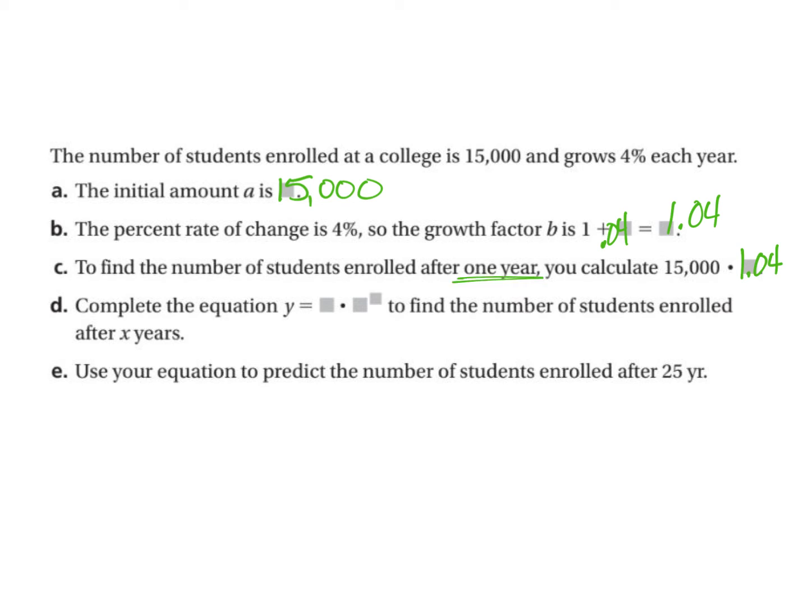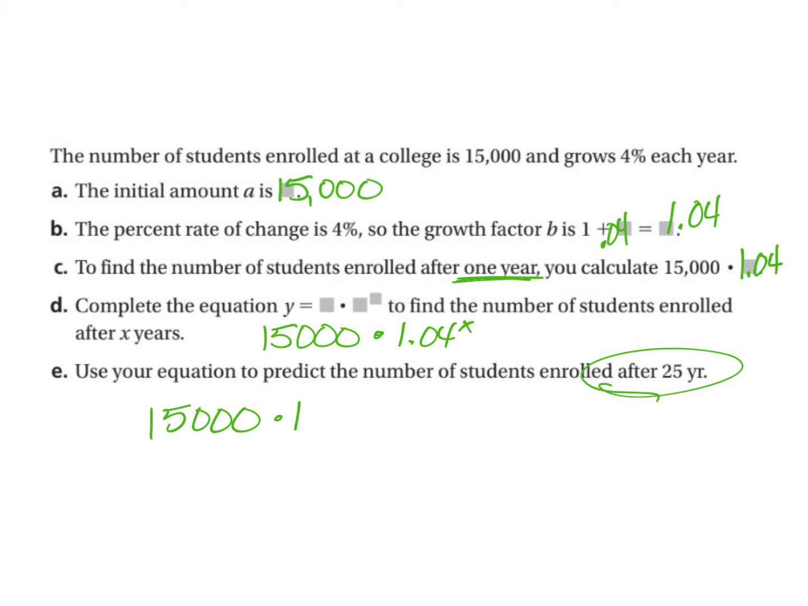So this is after 1 year. So what we would do here is continue the process. To write our equation, we would write 15,000 as our initial value times 1.04 to the x. In order to find after 25 years, we would substitute 25 for x to see what our enrollment would be.